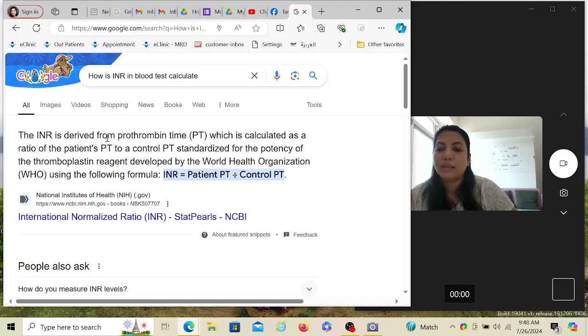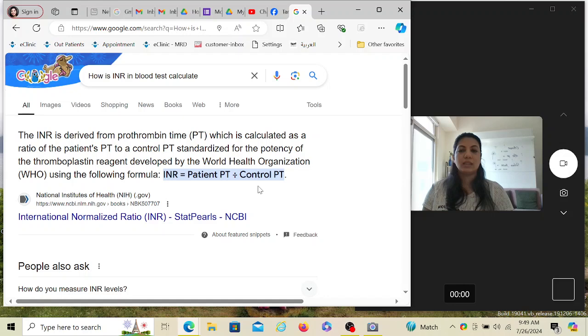The INR is derived from prothrombin time (PT), which is calculated as a ratio of the patient's PT to a control PT, standardized for the potency of the thromboplastin reagent developed by the World Health Organization, using the formula: INR is equal to patient PT divided by control PT. So basically, it's the prothrombin time of the patient and the control, and you divide that and you get a ratio of it.